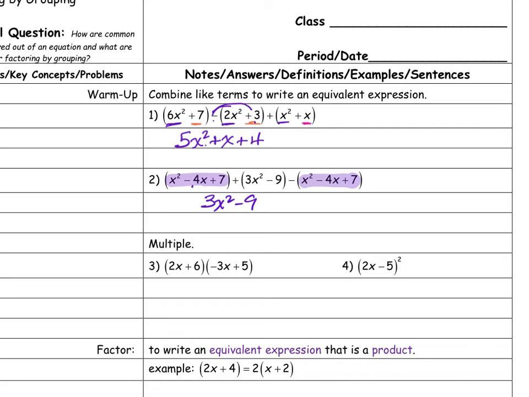Okay. And then we're going to multiply. You can FOIL this, right? Or distribute twice, the 2x times both terms, and then the 6 times both terms. So I get negative 6x squared plus 10x minus 18x plus 30, and then combine my like terms, which are in the middle. So I get negative 6x squared minus 8x plus 30 for that one.